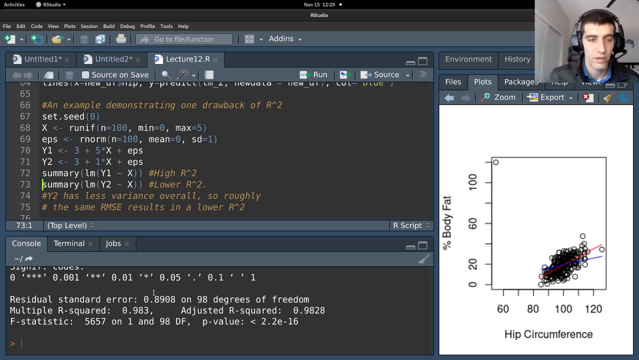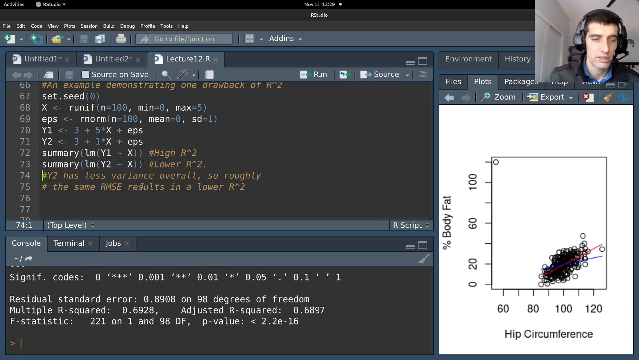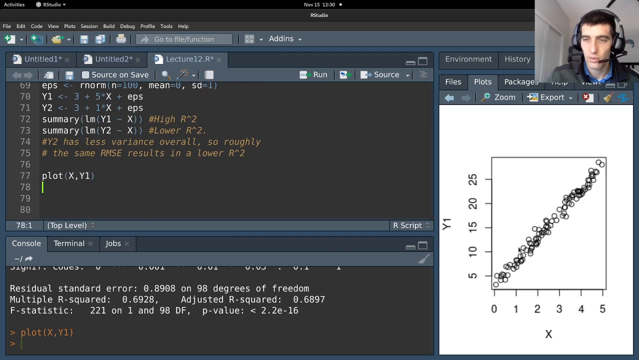If I look at R squared, here I have my multiple R squared, the one that's not been corrected for bias: 0.983 for the first one, whereas in the second one my R squared is 0.69, right? These are the relationships between x and y1. So this is the same spread around the line. If I were going to draw a line, the same epsilon spread is around the line with slope 5 or the line with slope 1, right?